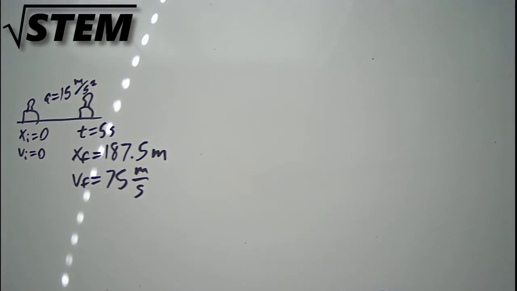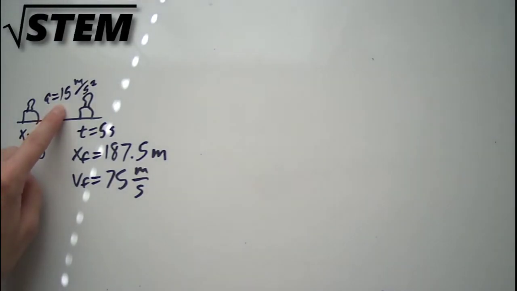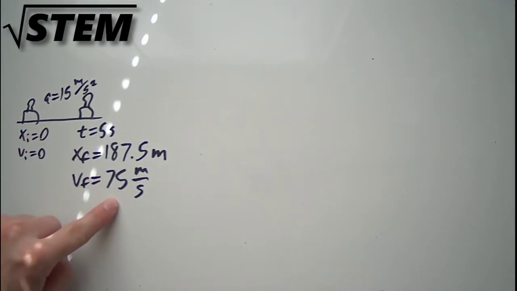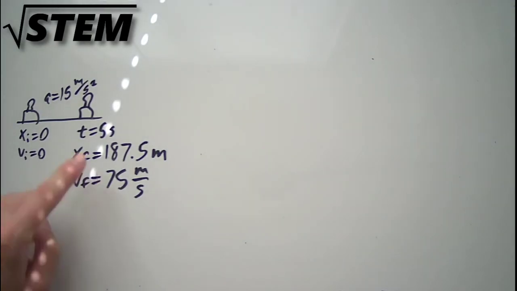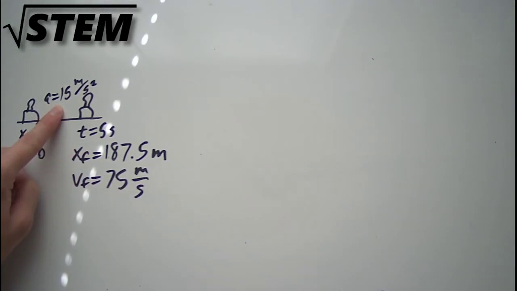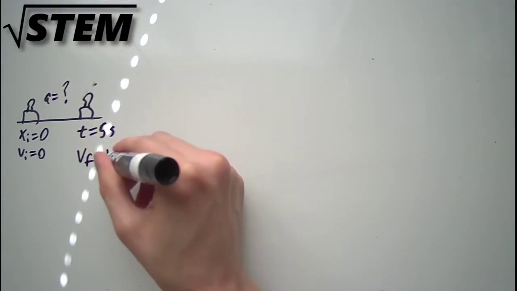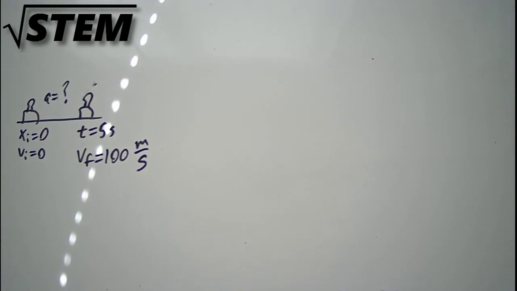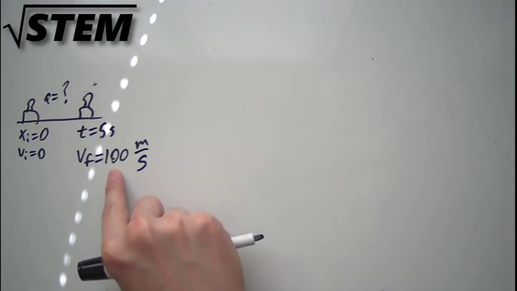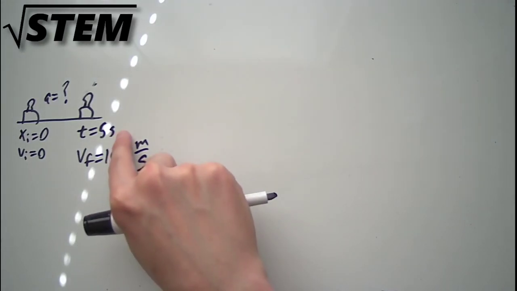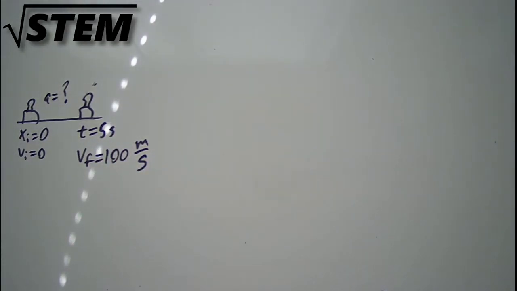Now what if we wanted to investigate a roller coaster at another theme park? Here, we knew the acceleration and found the final velocity. What if all we knew was the final velocity, and we needed to learn the acceleration? So let's say this other roller coaster gets to a final velocity of 100 meters per second after 5 seconds of acceleration. How could we solve for that acceleration?